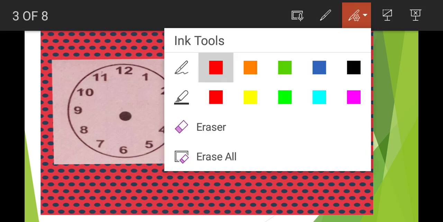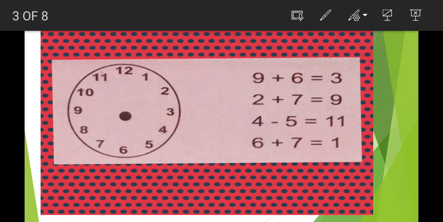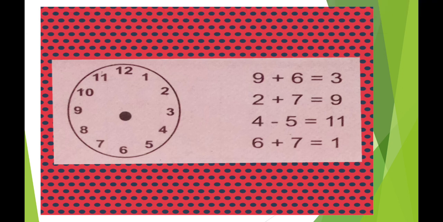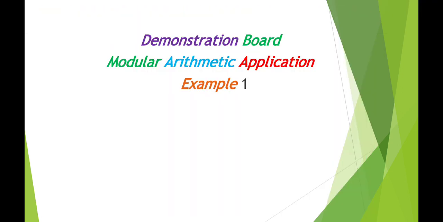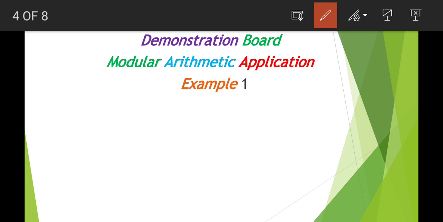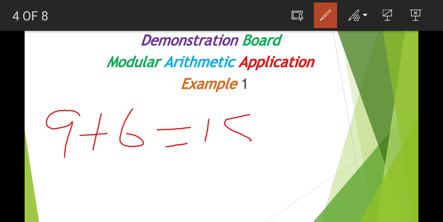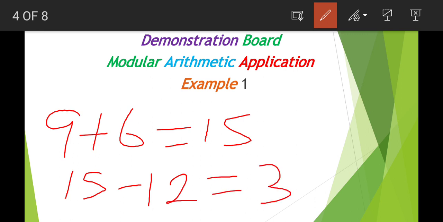Let's go straight to our demonstration board for explanation. We have 9 plus 6, and 9 plus 6 gives us 15. Because we are operating in modulo 12, we'll now have 15 minus 12, and 15 minus 12 is equal to 3. That's how they got that 3.